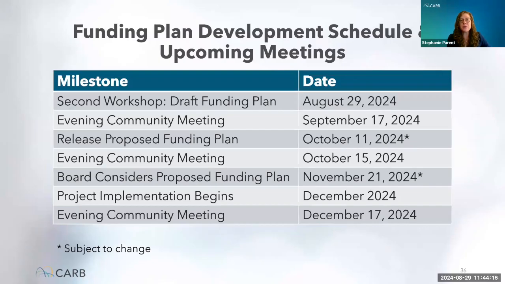I'd like to remind you of important dates in the development of the funding plan. CARB staff plans to post the proposed funding plan online on October 11th for a formal 30-day public comment period. During this time, we'll continue to hold monthly evening community meetings as we collaborate on the funding plan. Note that evening community meetings are held on the third Tuesday of every month from 5 to 7 p.m., except for November, due to the November 21st CARB board hearing.